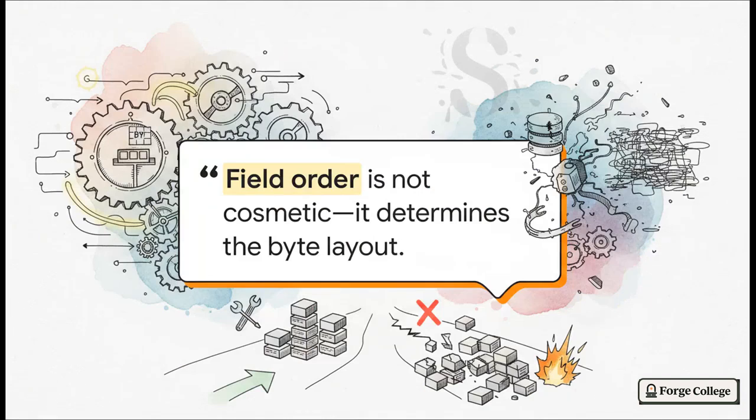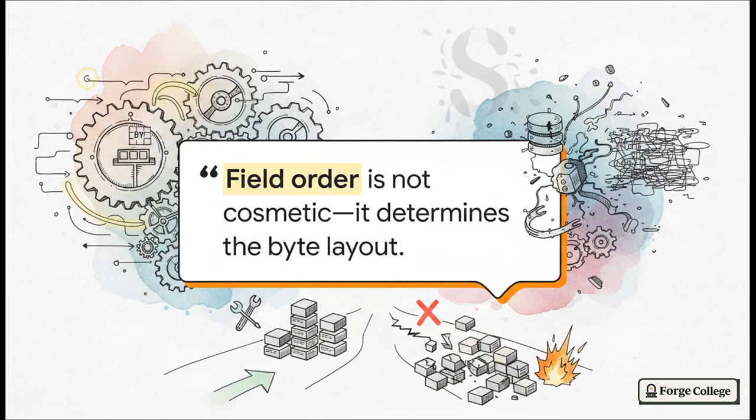Which brings us to the absolute golden rule of Borsh serialization. Field order is not cosmetic. It determines the byte layout. This is an incredibly crucial engineering constraint. Let's say you're reviewing your code 6 months from now, and you decide to clean things up. You alphabetically reorder the fields in your event struct just to make it look a little prettier. Well, congratulations. You've just metaphorically exploded your off-chain decoders.